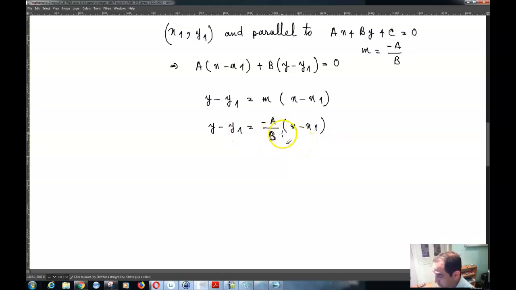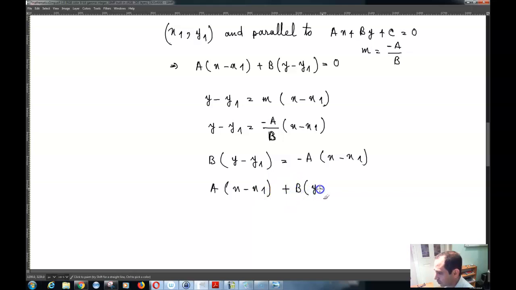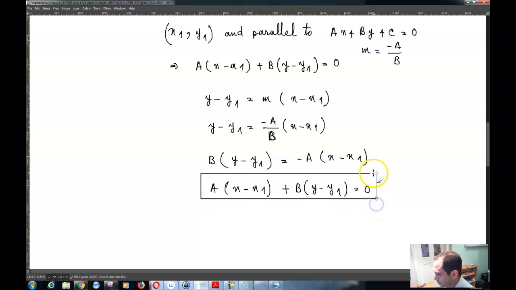And now if I multiply by b, basically y minus y1 is equal to negative a times x minus x1. And so I can write a times x minus x1 plus b times y minus y1 is equal to 0, which is basically what we had over here. So that means that if you have a line that goes through this point x1, y1, and it is parallel to this line, then the equation of the line becomes a times x minus x1 plus b times y minus y1 is equal to 0.